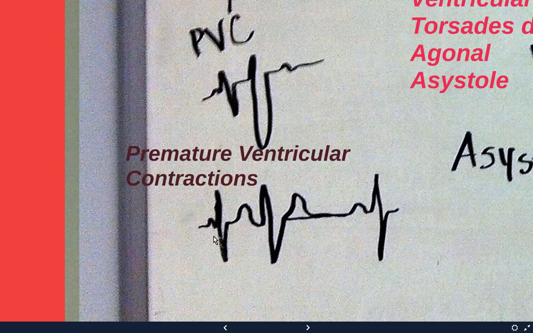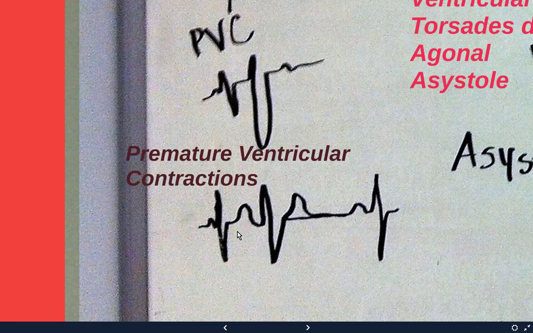Now, what will occur is after a PVC, you will have what we call a compensatory pause. And a compensatory pause just resets to normal rhythm. So you will see the same distance from this P wave to this P wave that normally occurs between 3 beats. And this is your early beat.